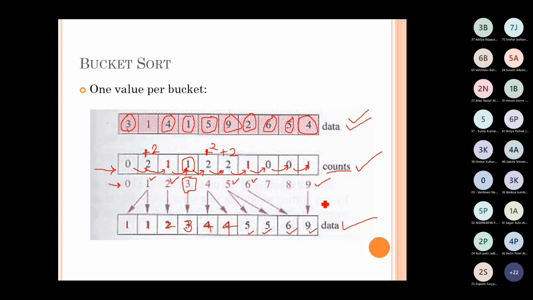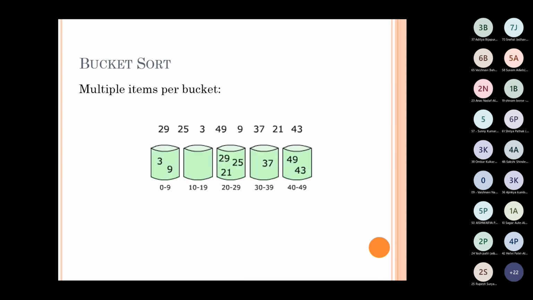Okay, so this is one variation. Now let us consider that our bucket contains multiple items. Suppose this is our data: 29, 25, 3, 49, 9, 37 and so on. Okay, so this is our data, and now we have decided that my bucket will contain not only a single element, it can contain multiple elements also.